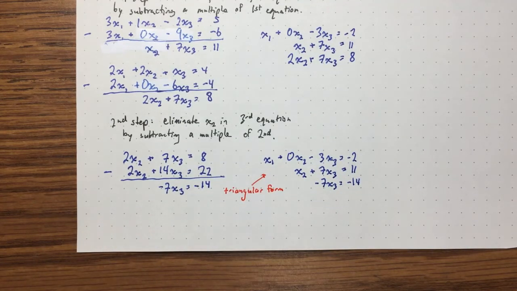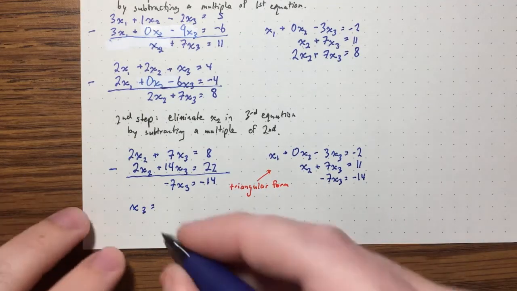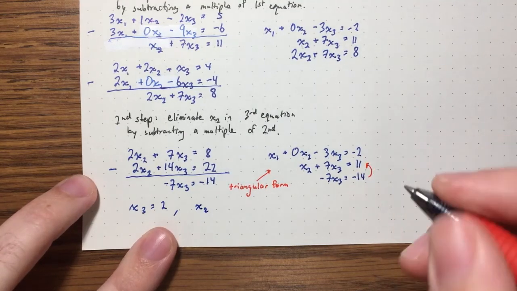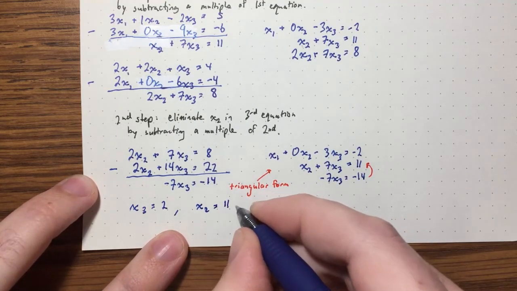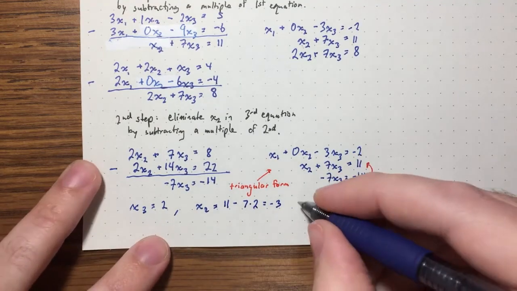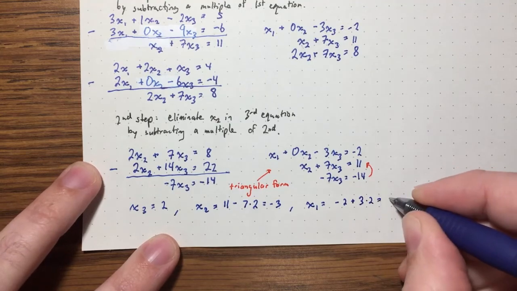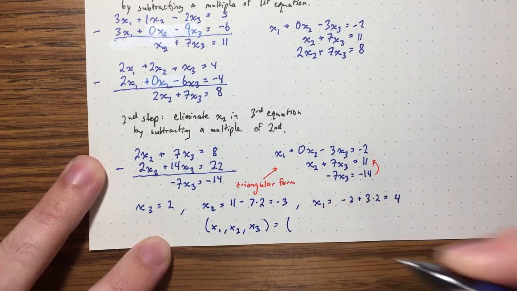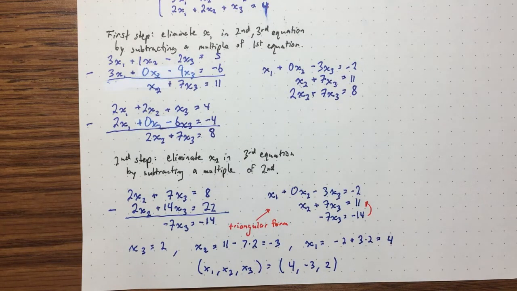But this is useful because we can almost immediately write down the solutions now. So the idea is negative 7 x3 is negative 14. That means x3 is 2. What about x2? We're kind of going up one equation now. So x3 is 2. This equation only has x2 and x3 in it. So x2 is 11 minus 7 times x3, which is negative 3. Now we know x3 and x2, so we can go back up to the first equation. x1 is negative 2 plus 3 times x3, which is 2, which ends up being 4. So our solution is x1, x2, x3 equals, what do we got? 4, negative 3, 2. Okay. All right.